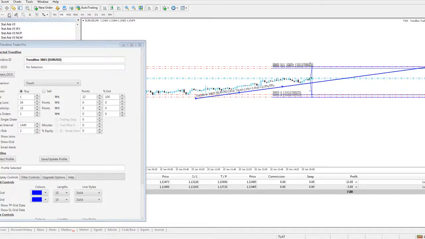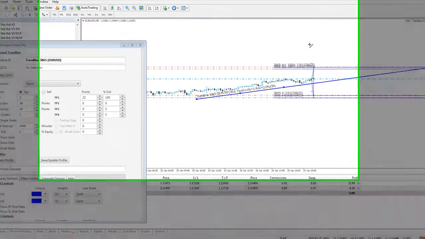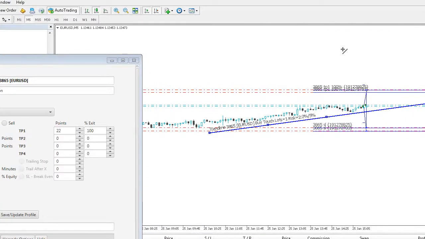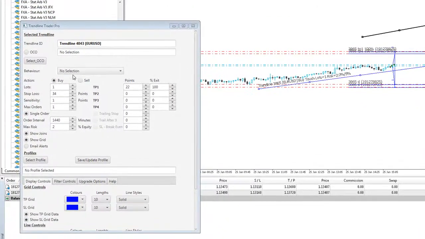But if you wanted to have a level, now you've got two lots in the market and you wanted to have some kind of, it's really a take profit level. It's not really a stop loss. But if you wanted to have a slanting take profit level, what you could do is set another trend line up here with a sell touch and set it up so it's trading two lots short.